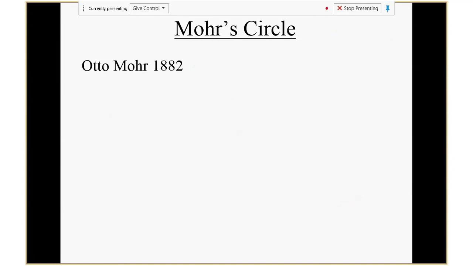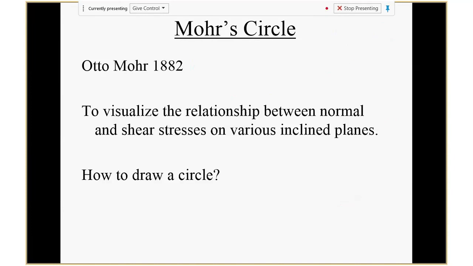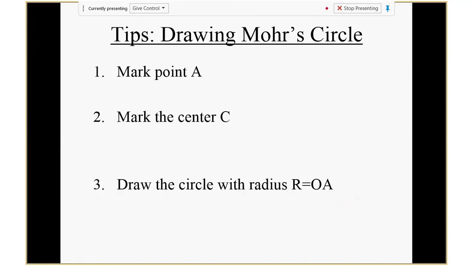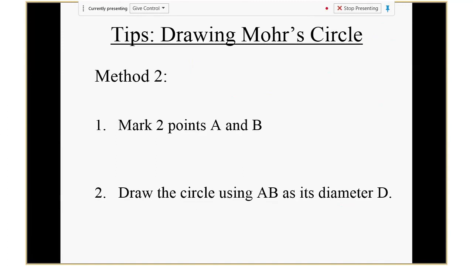So how do you draw the Mohr circle? Here is method 2, summarized. You mark 2 points. One is point A, and one is point B. Point A is sigma x, tau xy, and point B is sigma y, negative tau xy. You can always draw these 2 points, one on the bottom half of the plane, another on the top half. Your dividing line is the sigma axis.